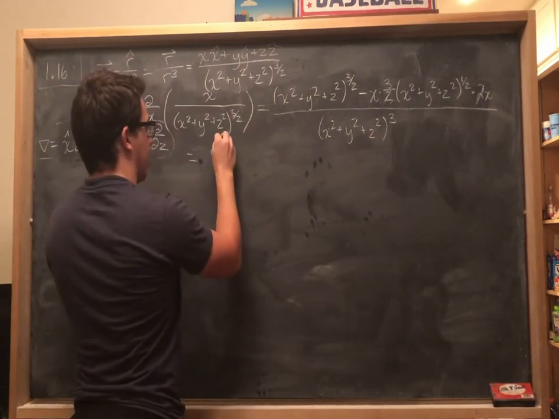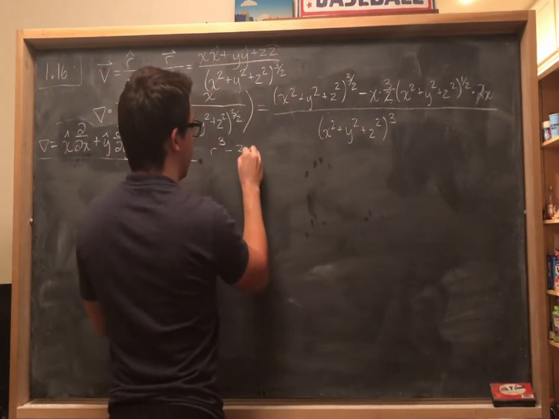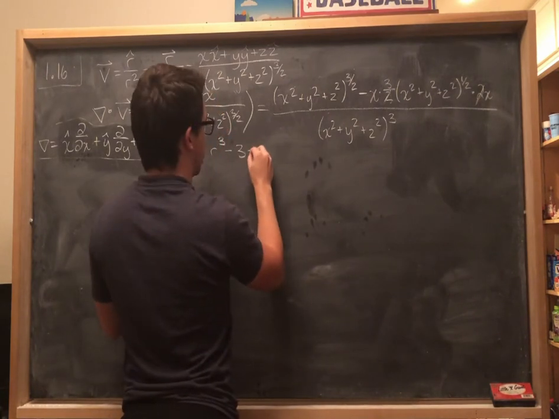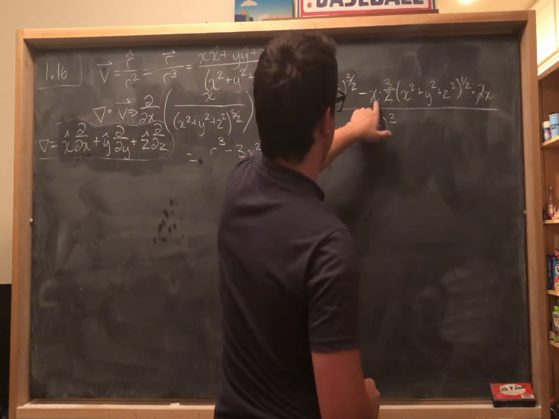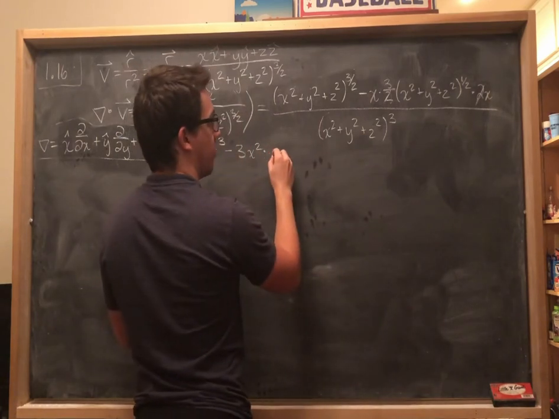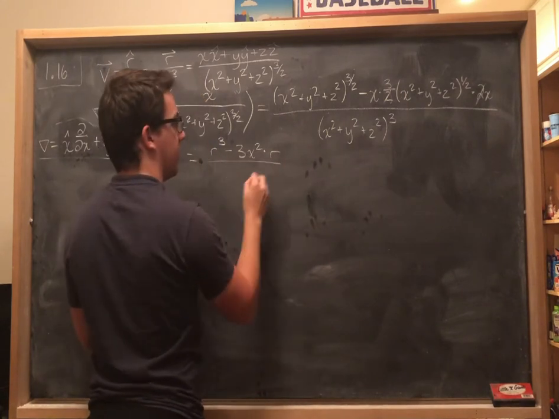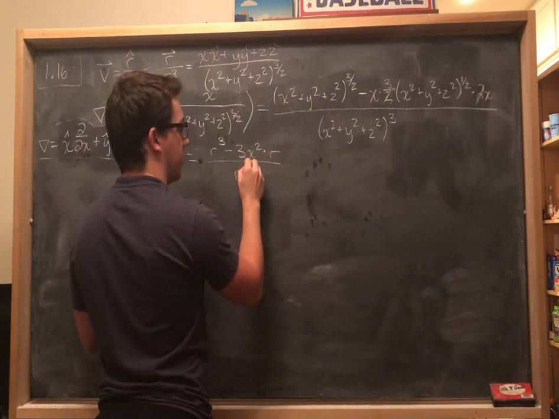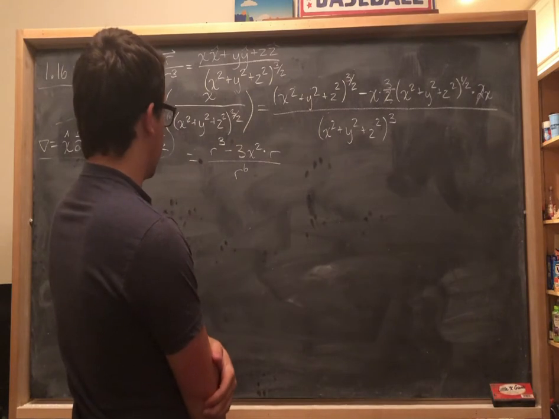So this would be r cubed minus 3x squared times r. Oh, is that right? Yeah, 3x squared times r. And this is all over r squared cubed, r to the 6. Okay, so that's our x term.